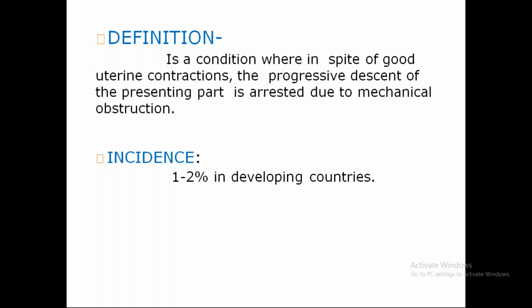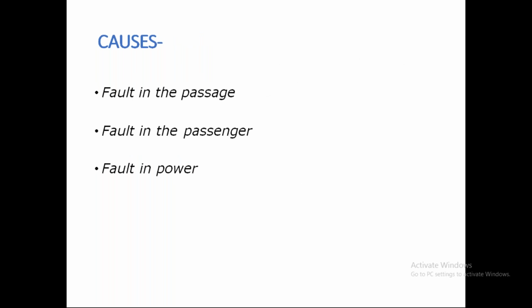What is obstructed labor? It is a condition where, in spite of good uterine contractions, the progressive descent of the presenting part is arrested due to mechanical obstruction. Incidence is 1 to 2% in developing countries.